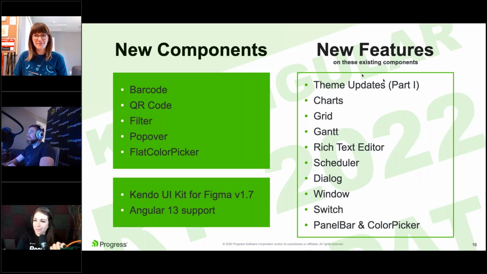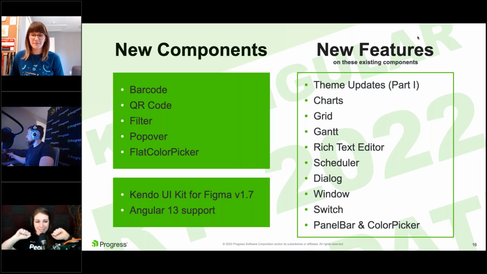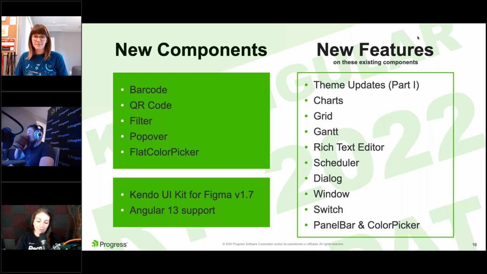Very cool. All right, let's see. Am I sharing? I think I am. Awesome. So we covered the 5 new components: barcode, QR code, filter, popover, and FlatColorPicker. And we've also talked about Figma just now, Kendo UI Kit, Figma v1.7. If you perhaps prefer something in Sketch, it's definitely something our team wants to hear, and our feedback portal is the place for that. If we hear enough of it, that's when we start making a push for it. So your voice is definitely important, and we want to hear that.